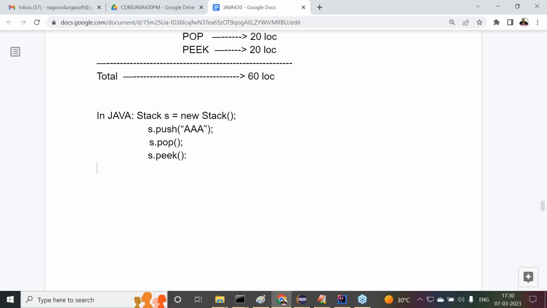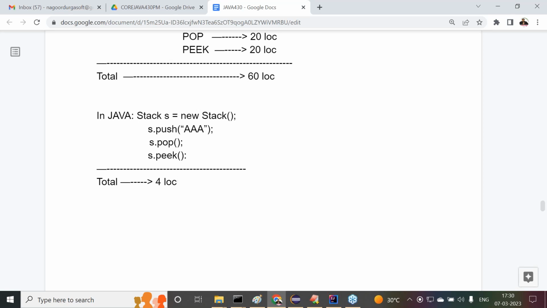Now tell me, overall, to complete the stack operations, how many lines of code have we taken? It's nearly 4 lines of code that we completed. Got it or not? Within 4 lines of code, we performed the stack operations. Now tell me, in which programming language are more instructions taken to complete stack operations, and in which programming language are fewer instructions taken?